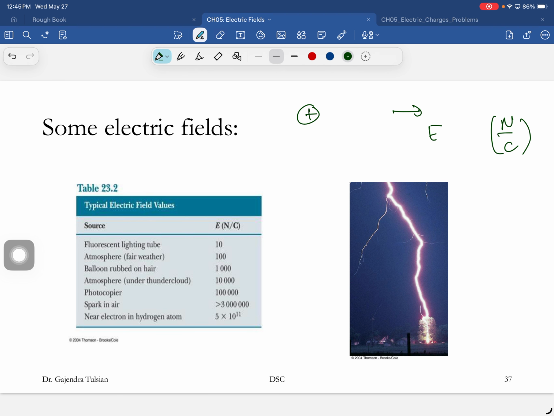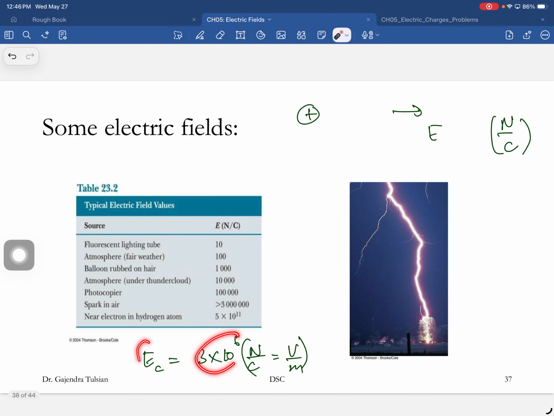So we'll say the critical electric field at this atmospheric pressure is 3 million newtons per coulomb, which, remember, is equal to volts per meter. Anytime the electric field is greater than that, what ends up happening is a spark in air. So let's figure out what is happening in lightning.